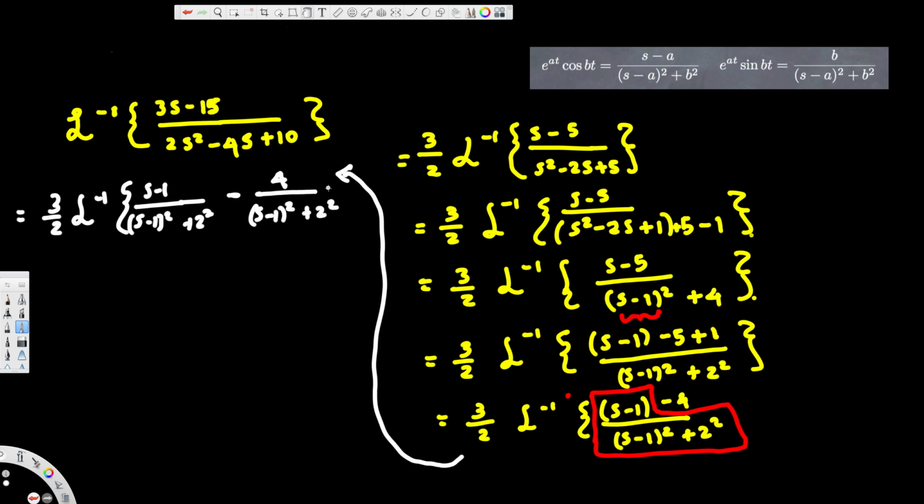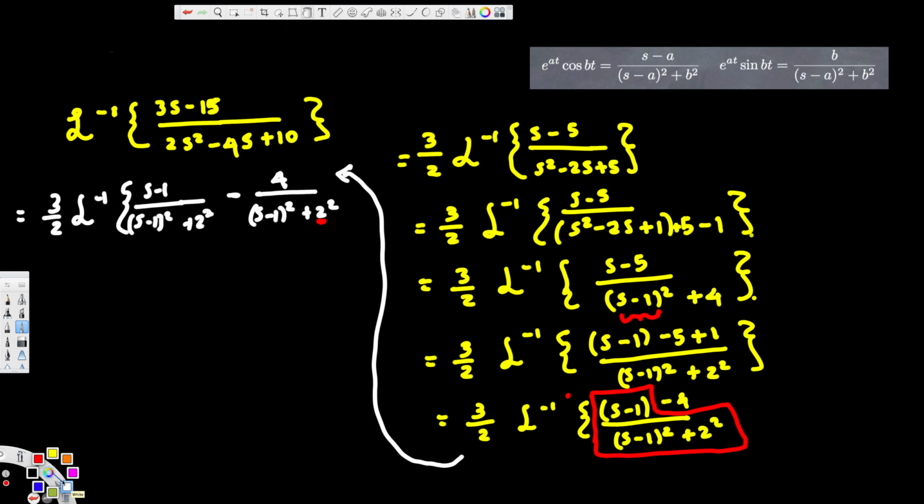Now this second one is matching with the sine pattern, e power at sin bt. We have to have b on top. In our case, b is equal to 2. This is the b value, right? This is our b value. So we have to have 2 on top. To get 2, what we can do is multiply by 2 and divide by 2, and we can move this 4 to the front.